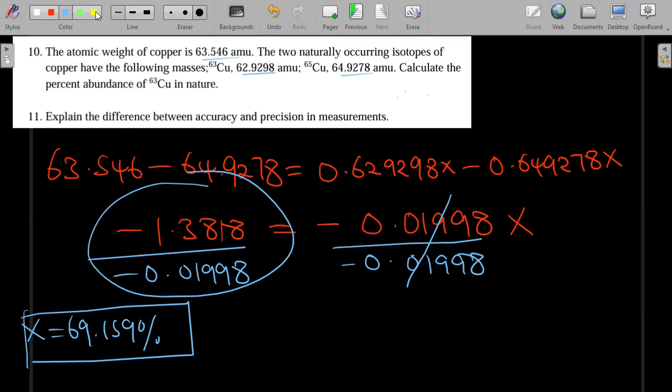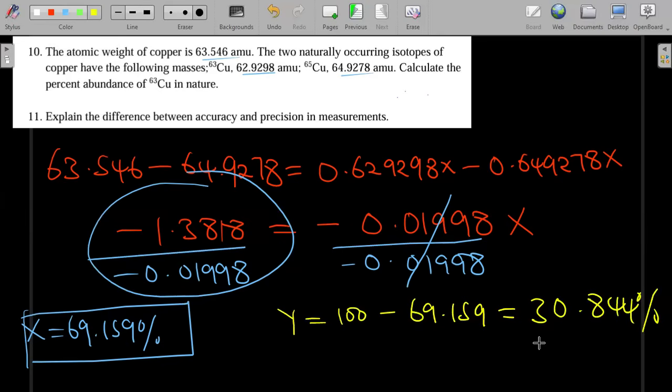And then what about the other one, which is copper 65? So remember that equation we said y was just equals to 100 minus x. So x is 69.159. So we subtract there. So we are going to have 100 minus 69.159. Okay, so there I'm going to have 30.844%. Okay, so this is the percentage abundance for copper 65. This is the percentage abundance for copper 63. All right, so that is the question 10 there. So any questions there?